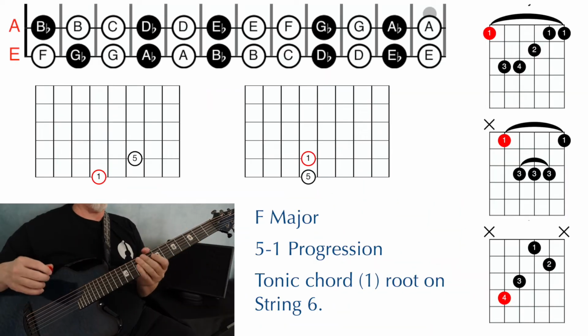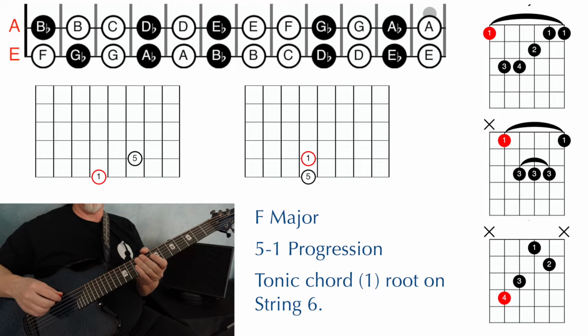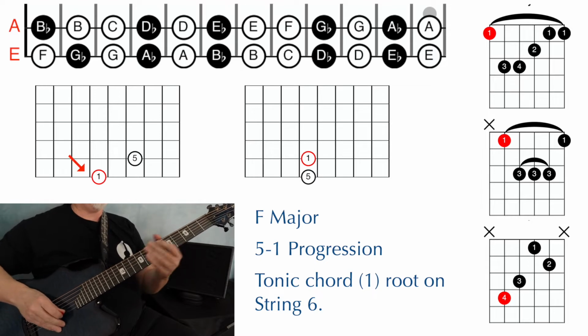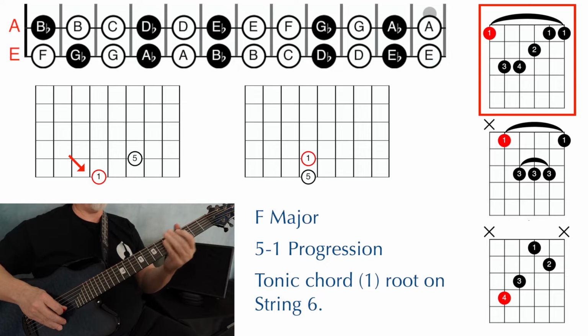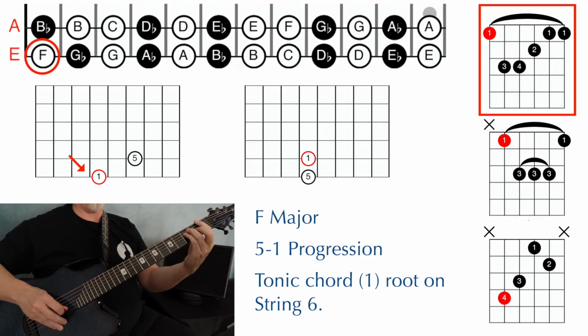Now we can combine chord theory with fretboard knowledge and apply it to the 5-1 progression you learned in Module 25. Let's go over a few examples. Let's say we're in the key of F major and we want to play the 1 chord, the F, on the 6th string. So you would move that 6th string major shape to the 1st fret where the low F is, and that would be your 1 chord.